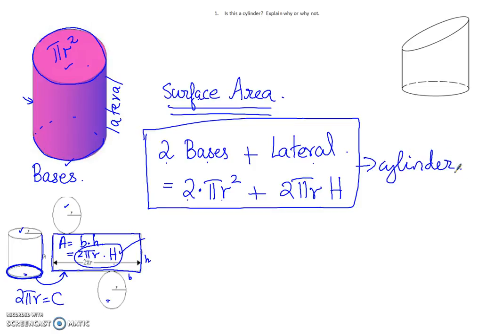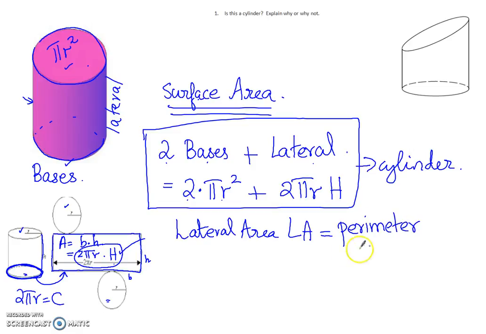Lateral area also has a general formula. Lateral area, we shorten it as LA, has a general formula which is perimeter of the base times height of the prism. These are some of the important formulas for this topic.